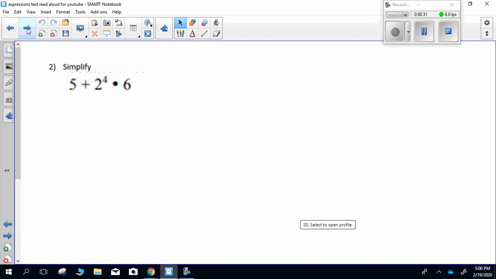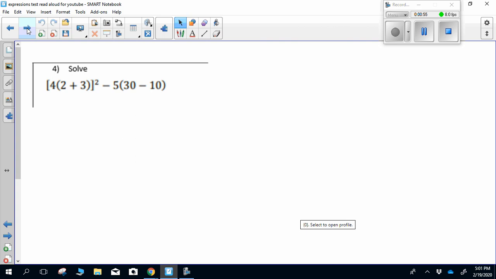Question number 2, simplify. 5 plus 2 to the 4th power times 6. Number 3, what is the value of 7 to the 2nd power minus 24 divided by 3 plus 26?